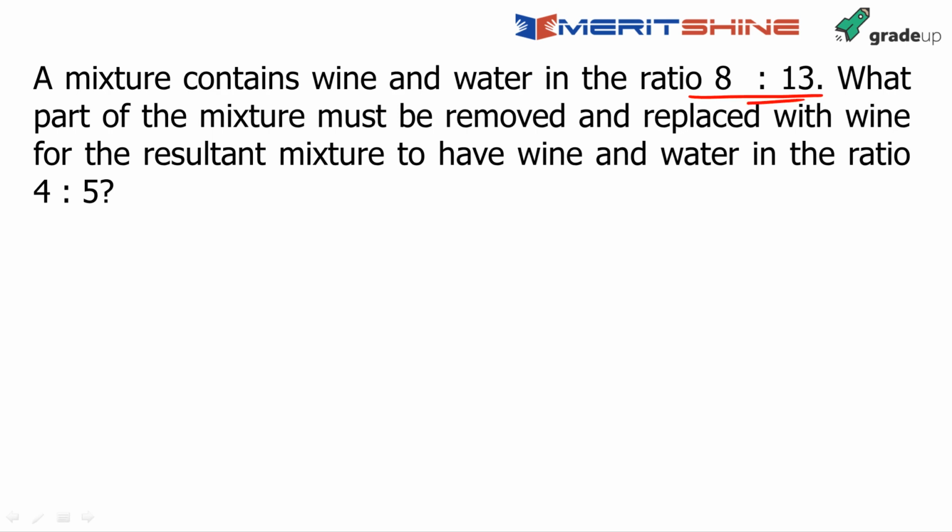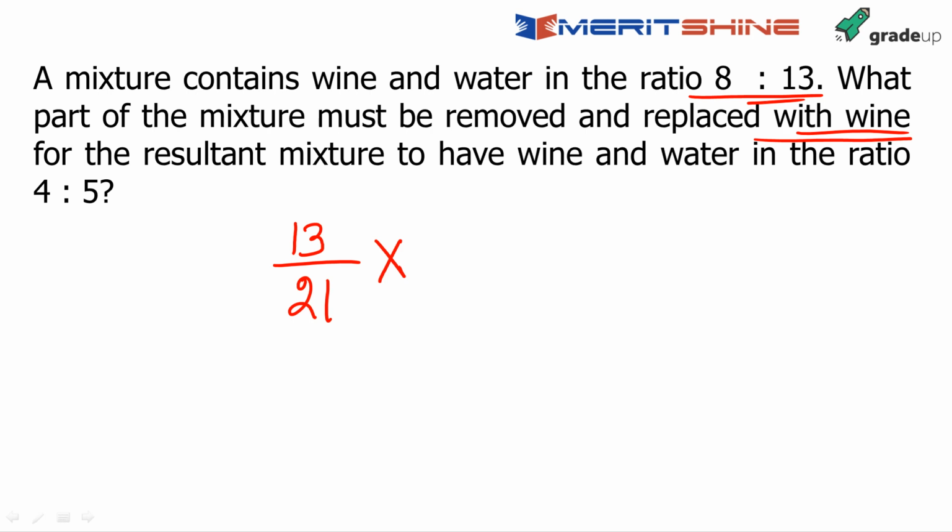In this, you see what is happening. A mixture contains wine and water in the ratio 8:13. What part of the mixture must be removed and replaced with wine? What is being added here? Wine. So the first thing that I do is that I work on the concentration of water. What is the concentration of water? I can write it in percentage, or I can write it in the form of fractions also. So it would be 13 upon 8 plus 13, which is 21.